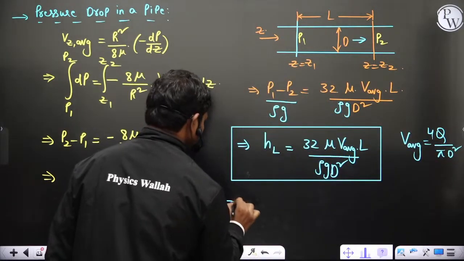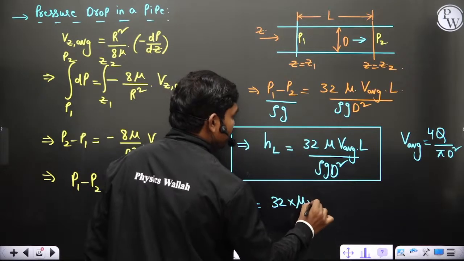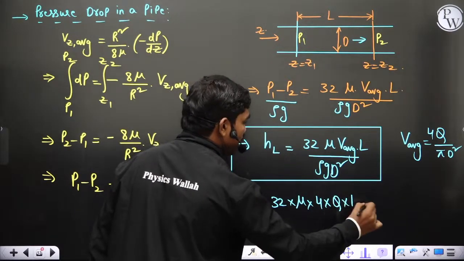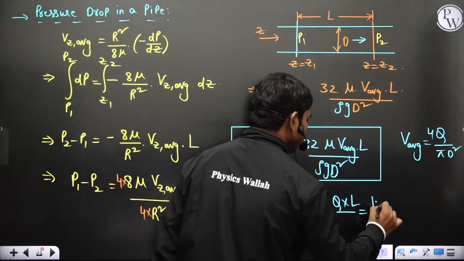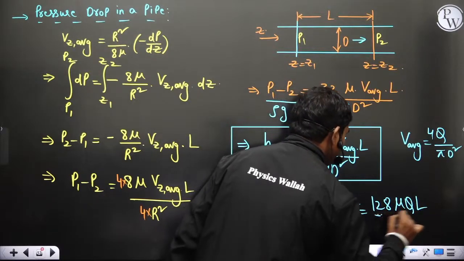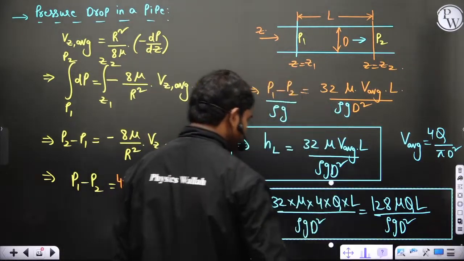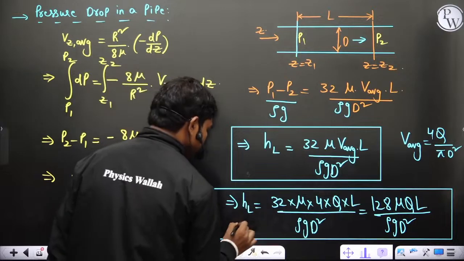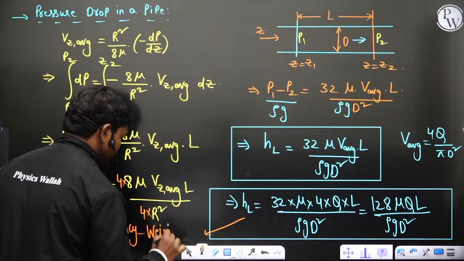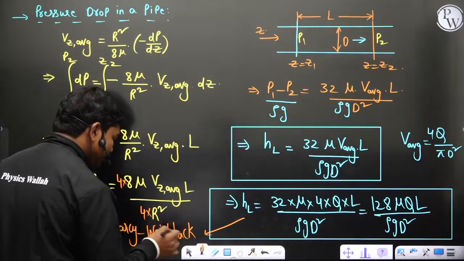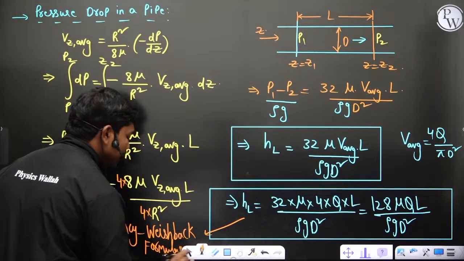If you substitute here, HL is equal to 32 mu V average, 4 into Q into L by rho g d square. So this can be written as 32 into 4, 128 mu QL by rho g d square. And this expression you might have seen many times. This expression is nothing but your Darcy-Weisbach formula. You might have seen this. Sorry if I write the spelling wrong, but Weisbach formula for calculating head loss in any pipeline.